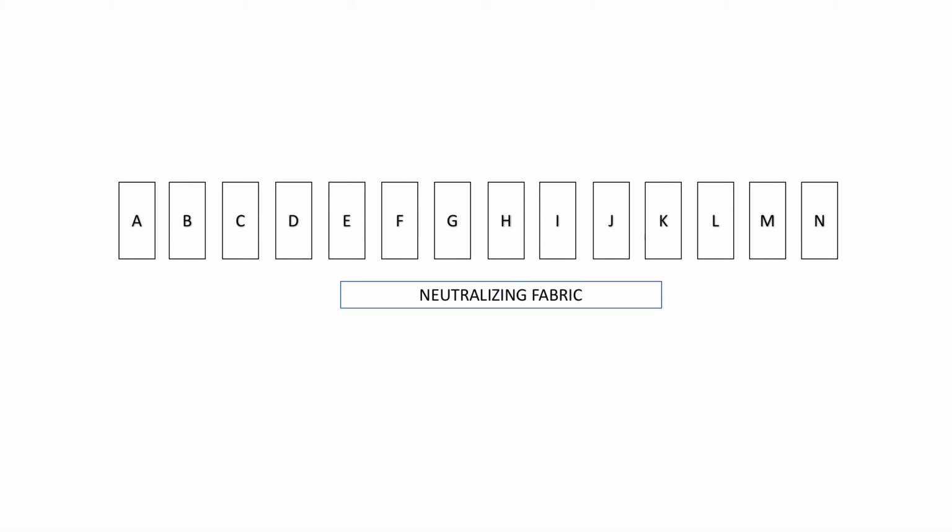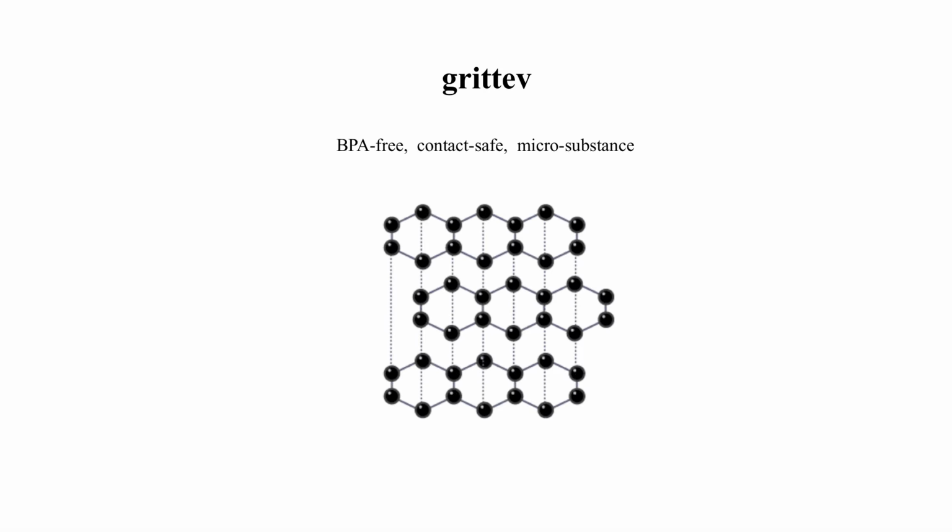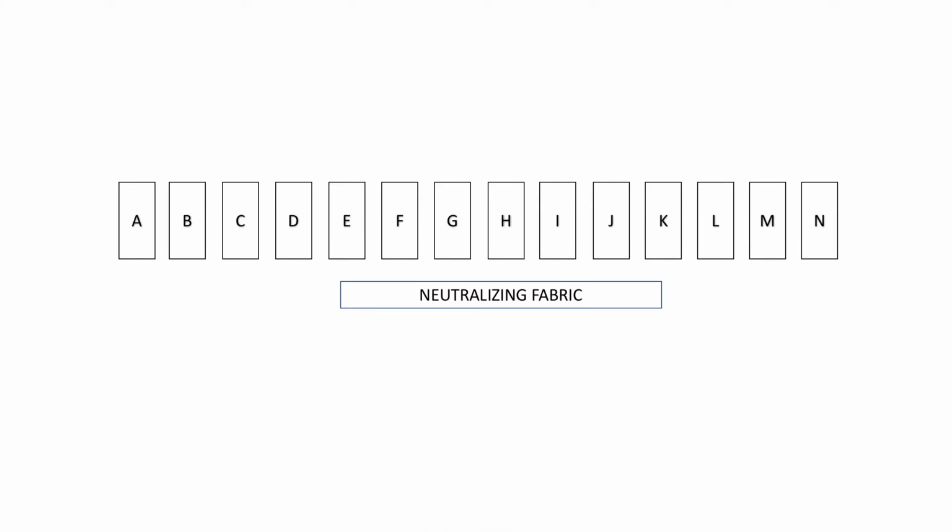In front of you are 14 paper composite samples, composites A through N. In a moment, you'll evaluate each of these samples in a random order. The paper composite samples contain varying levels of Gritev, a BPA-free, contact-safe microsubstance. As you touch each sample, you'll be told the precise levels of Gritev that have been applied to the textile. The computer will tell you which samples to touch when.